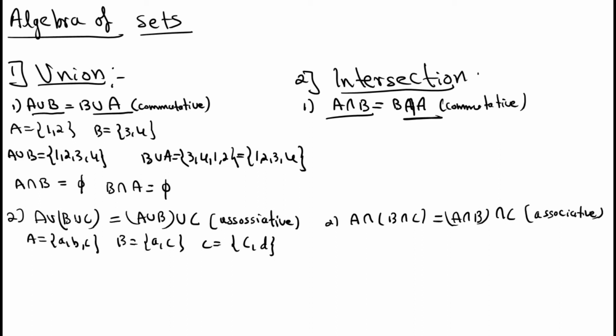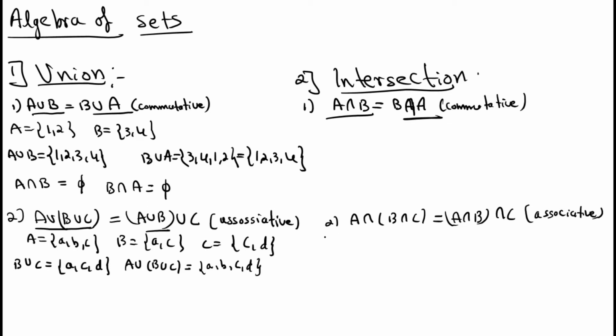First verify the union associative law. You need to prove LHS is equal to RHS. First find B union C. B union C is equal to {a, c, d}. Take A union (B union C). It is equal to, what is set A? {a, b, c} with {a, c, d}. What you will get? {a, b, c, d}.